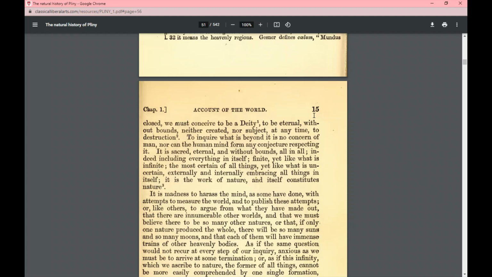Most certain. And yet at the same time, he says, it is like what is uncertain. It's mysterious at the same time. It is externally and internally embracing all things in itself. It is the work of nature, and itself constitutes nature. When the ancient people use the word nature, they mean not necessarily God, but they mean like the wisdom and power of God that makes things the way they are. Okay? Like the nature of a thing.